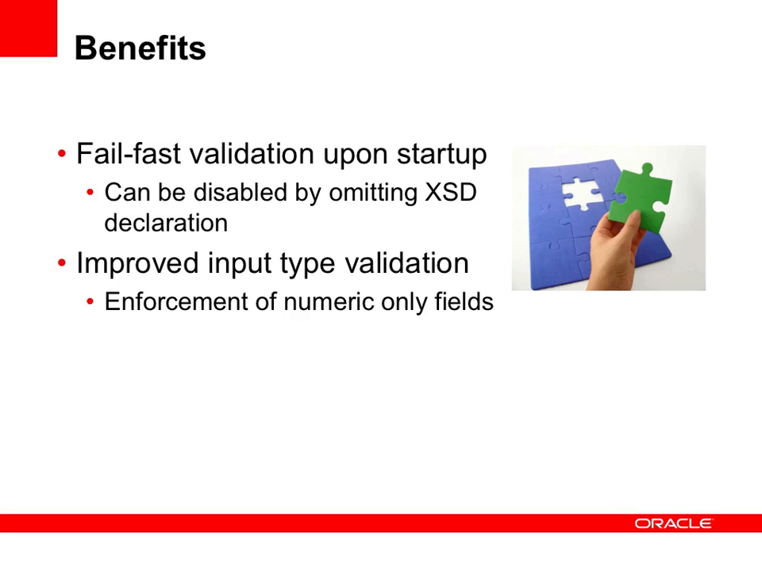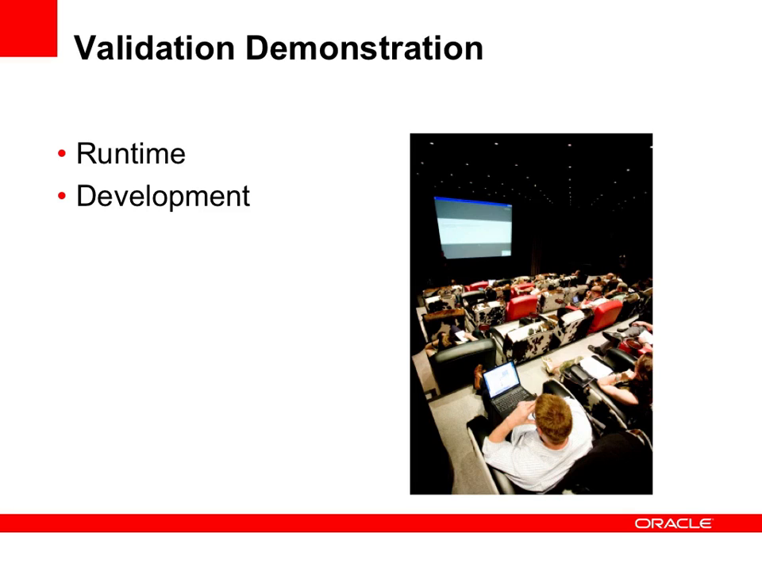XSD provides a richer validation framework for the content in XML elements and attributes. This means that at runtime and during development, each configuration option will be validated. For example, supplying alpha characters in a numeric field will yield an error. Now I will present two demonstrations of the Coherence 3.7 configuration validation feature. The first example demonstrates the feature during runtime, and the second demonstration will show validation during the development cycle.